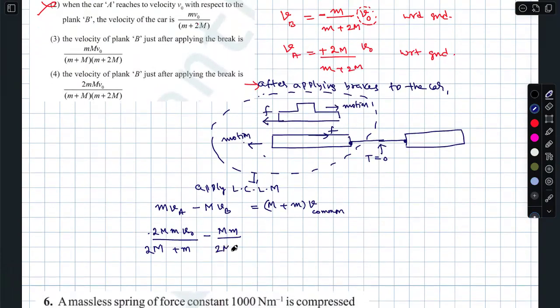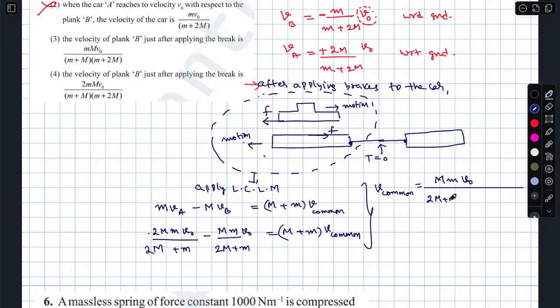Right. This is 2 capital M plus small m. Don't put minus again. Already I took the minus sign, which means I know it is moving leftwards. And V naught. And this is equal to capital M plus small m V common. Which implies V common is equal to, boys and girls, capital M small m by V naught divided by 2 capital M plus small m times capital M plus small m.